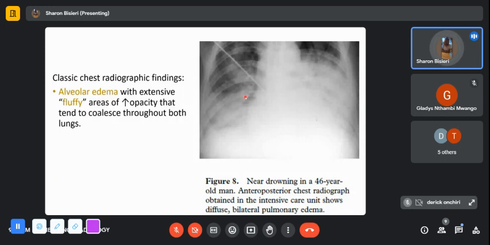Unfortunately, I didn't get one that shows that peripheral sparing quite well. But in this next image, we can see a classical chest radiograph that shows these fluffy consolidations affecting both the right and the left lower lung fields. So this is a case of near drowning in a 46-year-old man, and it shows bilateral pulmonary edema.